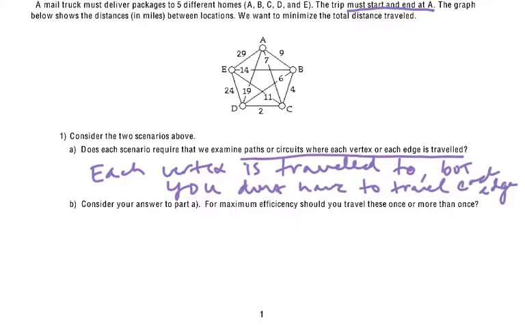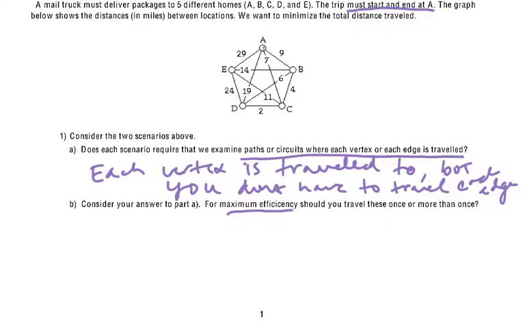So then looking at part B, we're considering our answer to part A. We need to go to each vertex, but we don't have to travel each edge. But this is a very curious question. It says, for maximum efficiency, should you travel these once or more than once? And so you can think about it looking at the second example. We know we must start and end at A. We want to minimize the distance, and the numbers on each of those edges represent the distance.